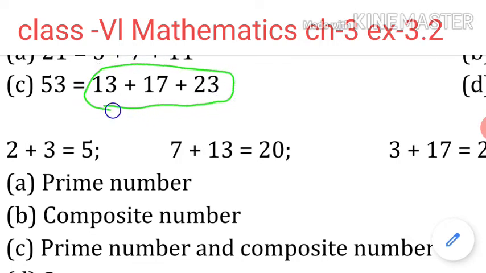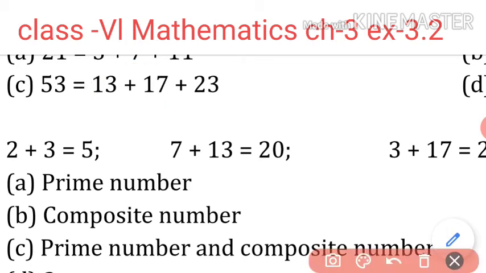C question is given how much? 53. Now 53 can be written as 13 plus 17 plus 23. All these three numbers are what? Odd also and prime also.